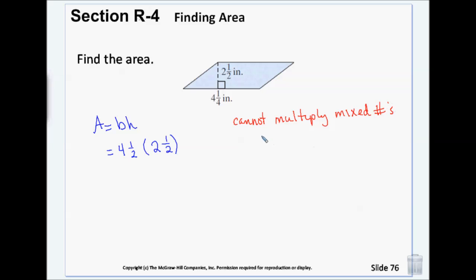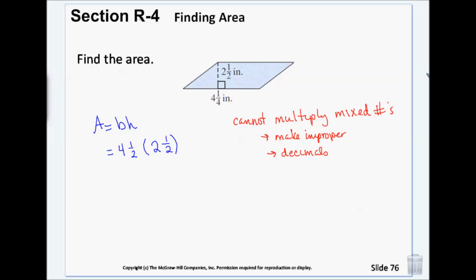So you have a choice. You can either make them improper, yep, or you can turn them to decimals. Okay, so one or the other. For your homework, Connect Math is probably going to care. And if it gives you fractional bases and heights, it probably wants a fractional answer. So I'm going to show you how to solve this that way.